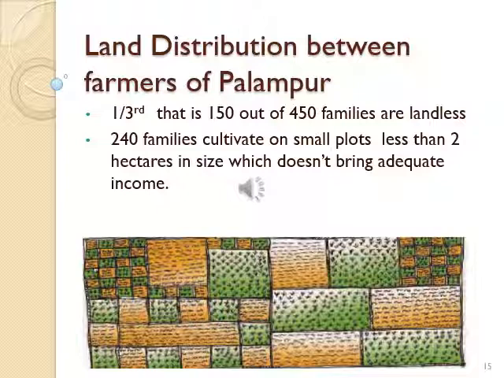Talking about the land distribution between the farmers of Palampur, the land is not equally distributed among all the farmers, as we already know that around one third out of 450 families are landless. So around 150 families do not own land at all. Only the remaining 250 odd families have lands with them, and even among them the distribution is not equal. The rich and the large farmers have the major land portion with them. The small farmers have small plots which measure even less than 2 hectares.